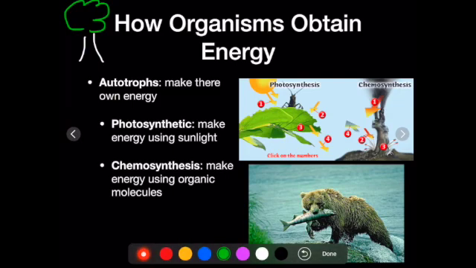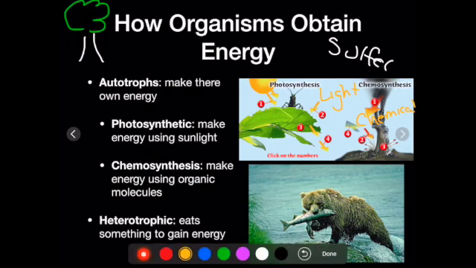Now we also have chemotrophs. Chemotrophs make energy using organic molecules, like, for example, tube worms at a volcanic vent. Volcanic vents release sulfur, and that sulfur is harnessed and converted into energy in these organisms. So again, photosynthesis uses light. Chemosynthesis uses chemicals, organic chemicals to be specific, like sulfur, things like that.